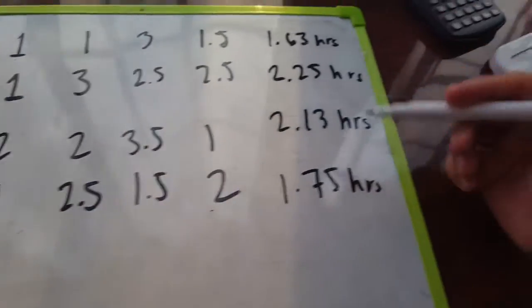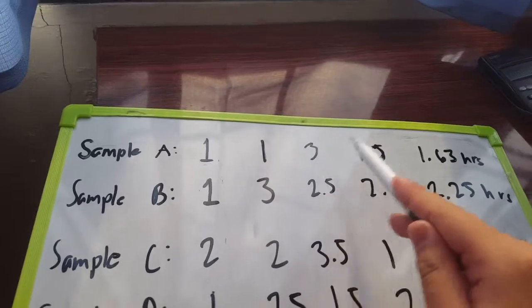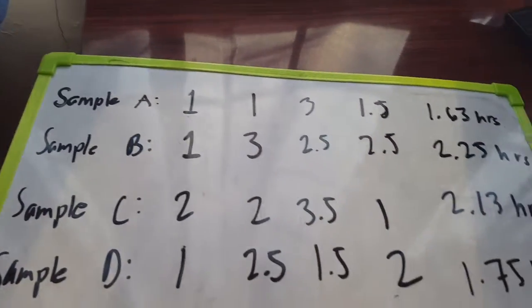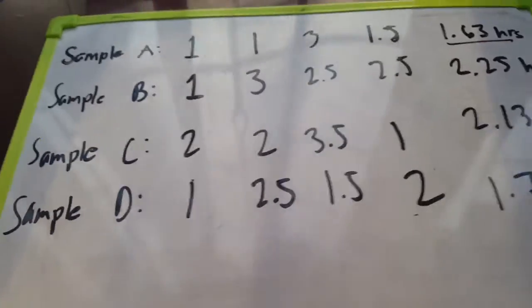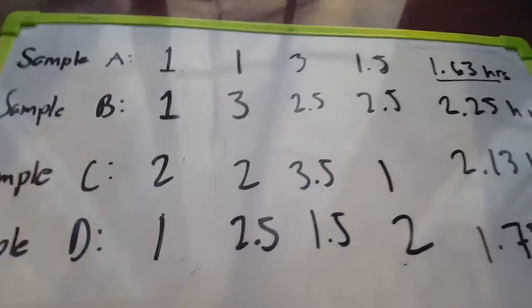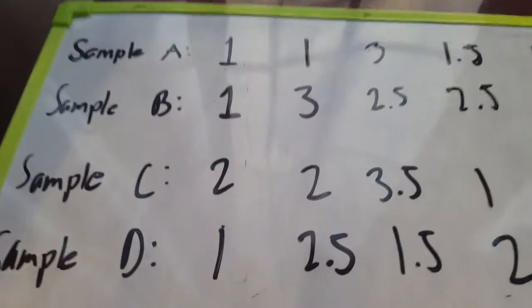So how did I get these? Basically, I added each and every number of each sample, divided them by 4, and I got the answer 1.63 hours, and the rest goes on. Basically, if you want to find the mean, you have to find the average of each sample group.